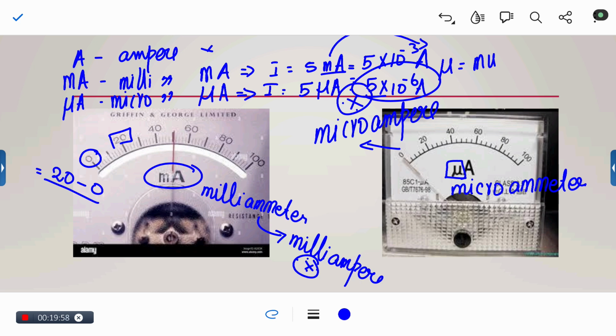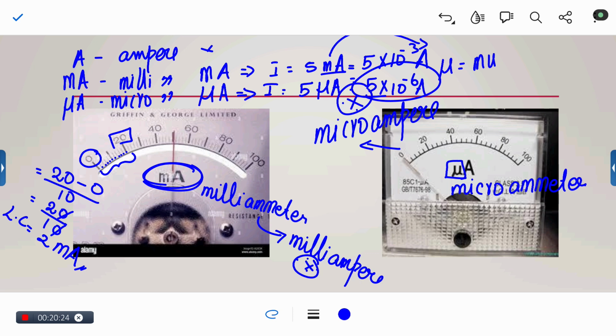And now count how many divisions are there between 0 and 20. 0, 1, 2, 3, 4, 5, 6, 7, 8, 9, 10. 10 divisions are there. So 20 minus 0, 20 by 10. 0 and 0 cancel. 2 by 1 is going to be 2. And check what unit is given over here. mA.